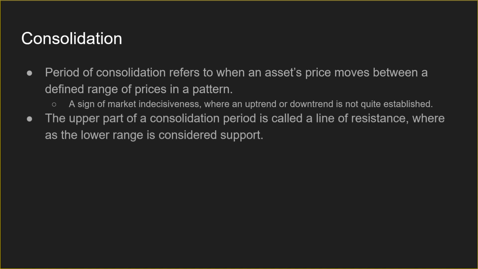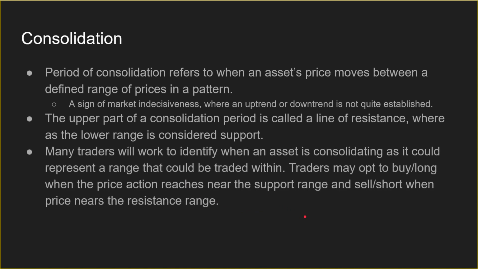Here we see the upper part of the consolidation period is called a line or level of resistance, whereas the lower range is considered a level of support. So if price is just bouncing back and forth, not really producing higher highs or lower lows, it's just moving back and forth between a range, we can consider that range to be a period of consolidation. It's moving up to that level of resistance and falling back down to that level of support.